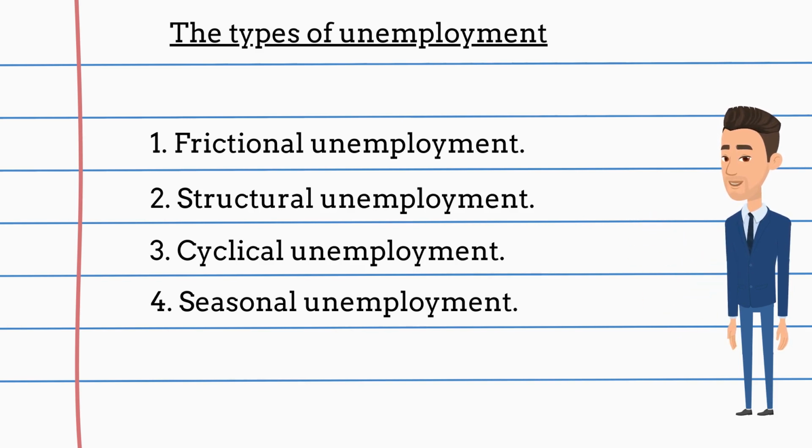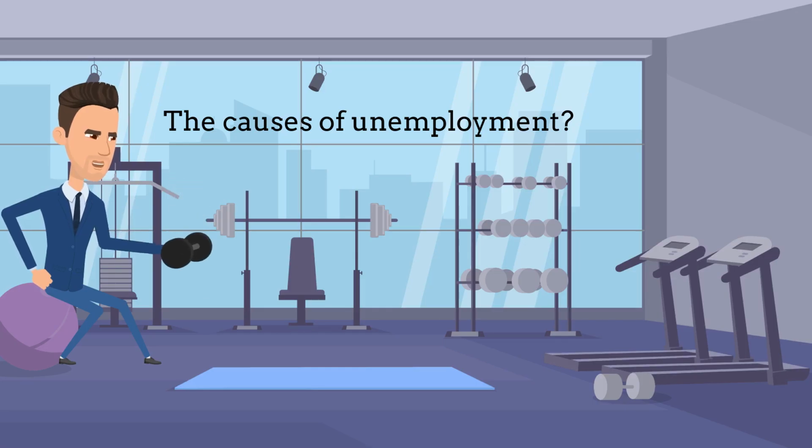Workers in these industries may only work during certain times of the year and be unemployed during other times. So, what are the causes of unemployment? The potential causes of unemployment can vary depending on the type of unemployment. For frictional unemployment, it is simply the time it takes to find a new job. For structural unemployment, it can be changes in technology or industry that make certain jobs obsolete. For cyclical unemployment, it is the result of a slowdown in the economy. For seasonal unemployment, it is simply the nature of the industry.